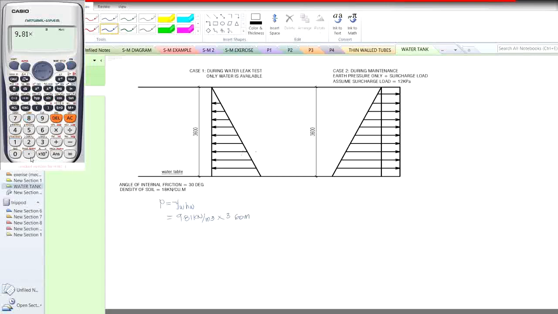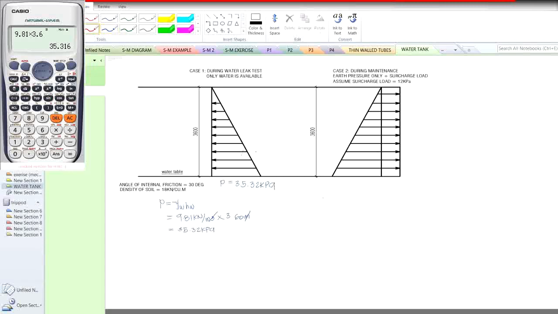9.81 times 3.6 equals, that's how much? 35.32 kilonewtons. So we will write here 35.32 kilopascal. This one will cancel out, so what remains is kilonewton per square meter, or 35.32 kilopascal. So this is the pressure at the base of the first case, which is 35.32 kilopascal.